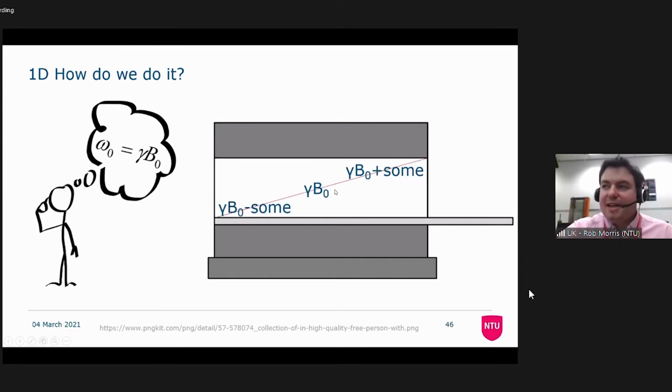Now, it turns out that one of the easiest ways to achieve that is to make it so that in the middle we still have gamma B0. At one end we have gamma B0 plus some more, and at the other end we have gamma B0 minus some more. So we have this nice linear gradient which varies negative at one end, 0 in the middle, and positive at the other.